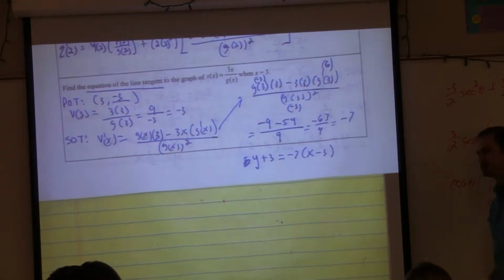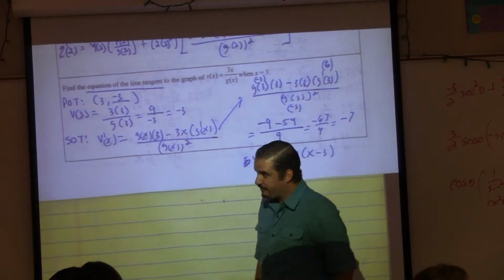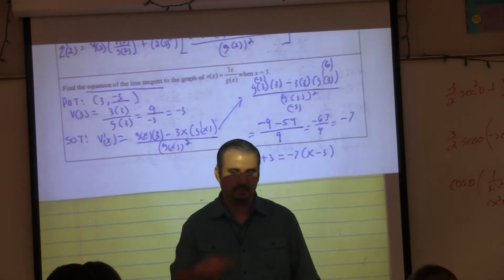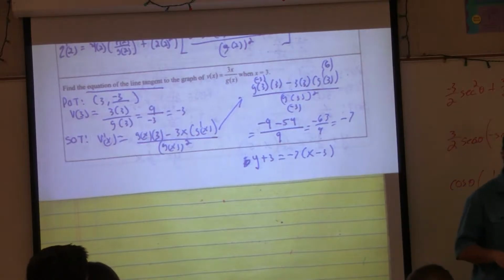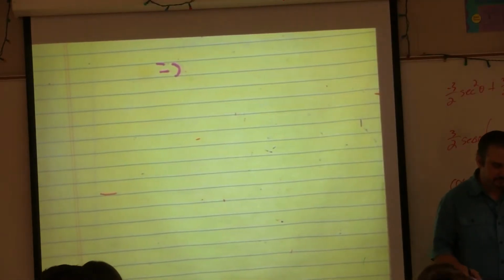So you can apply the quotient rule no matter how it's presented. Whether it's presented using graphs, whether it's presented using tables, whether it's presented using equations, you got to be able to attack it from all angles, okay?